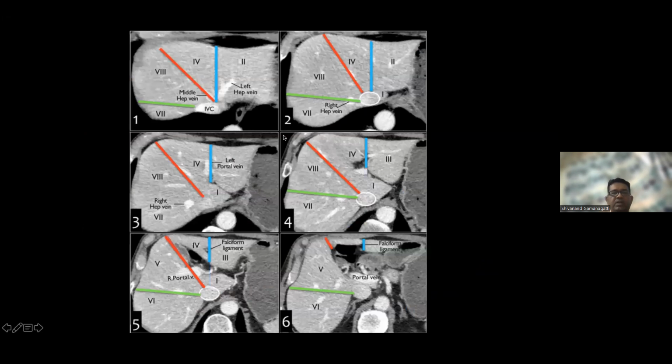When I apply it on the CT sections, the blue line is the falciform ligament, the red line is the middle hepatic vein, and the green line is the right hepatic vein. Above the portal bifurcation is segment 2, 4, 8, and 7. Below the portal bifurcation, it is segment 3, 4B, 5, and 6. The caudate lobe is standard. It is anterior to the portal vein, so it has its separate system altogether. It won't be difficult to appreciate segment 1.